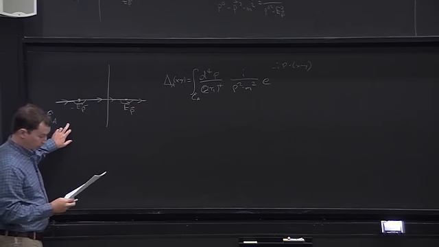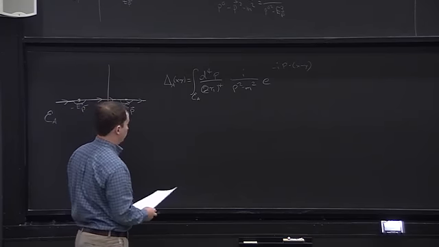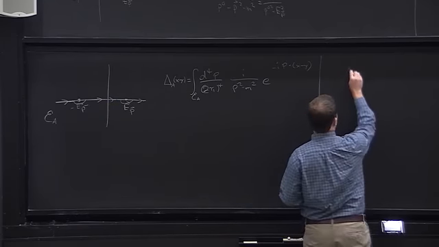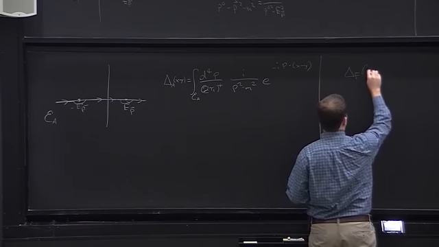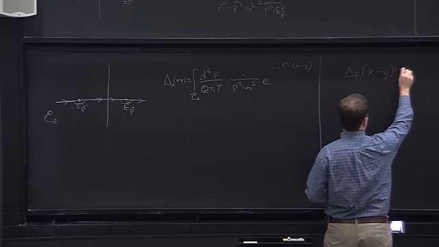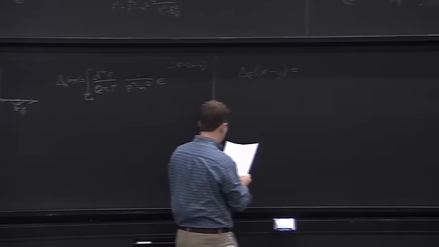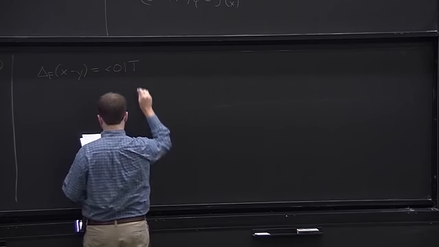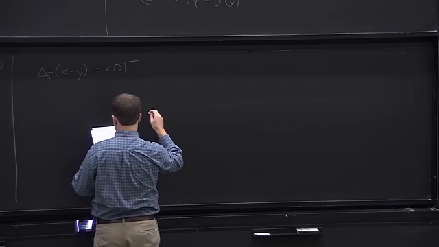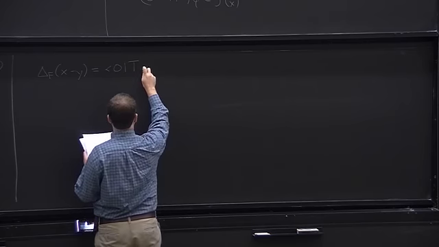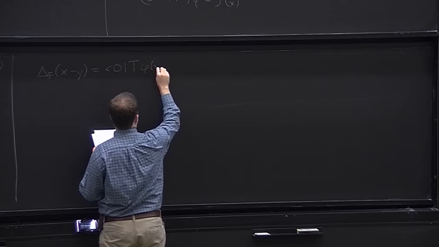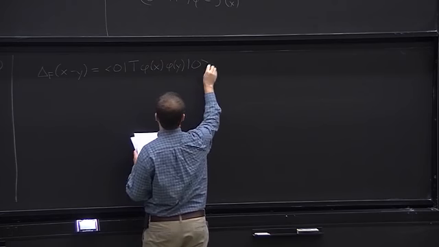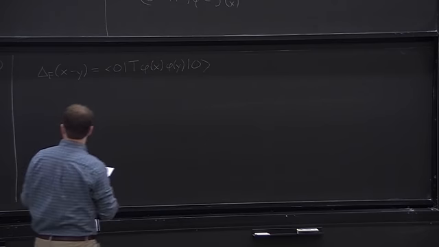Most useful one for us will be a different choice of contour. So for us, Δ_F(x minus y), known as the Feynman propagator, is defined to be the time-ordered expectation value. That will be the most useful.